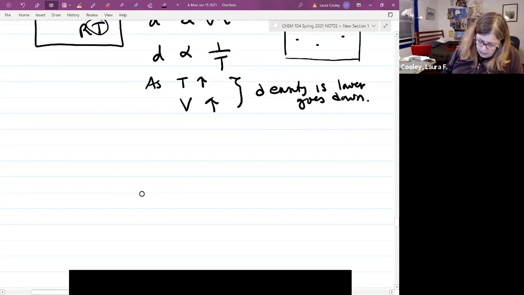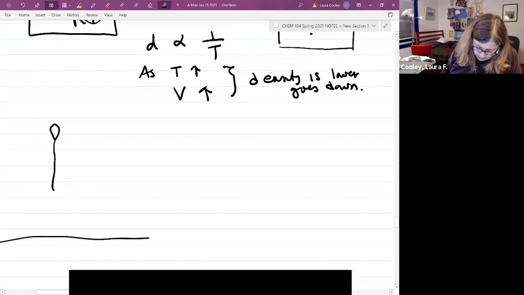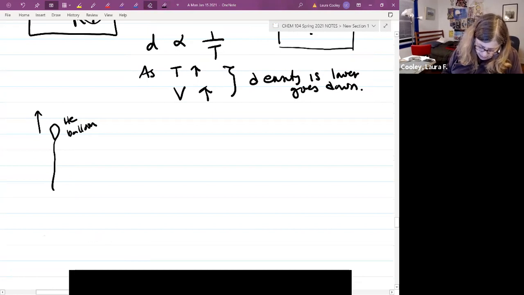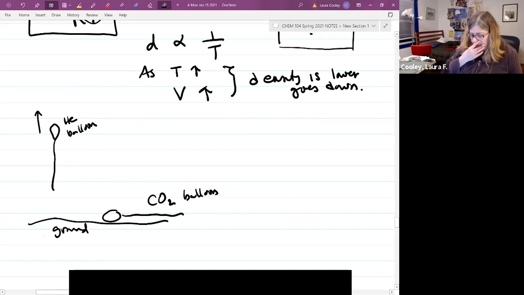Oh yeah, I wanted to talk a little bit about balloons. When you have a helium balloon, the helium balloon is going up and up and up. Here's the ground. If you had a carbon dioxide filled balloon, then the balloon would hug the ground. Why is that? Well, air is what they are all present in.